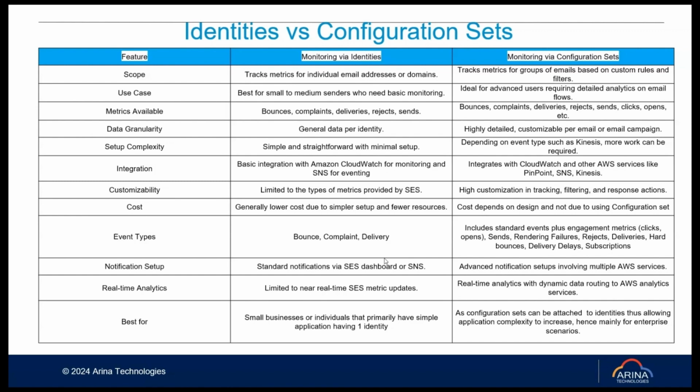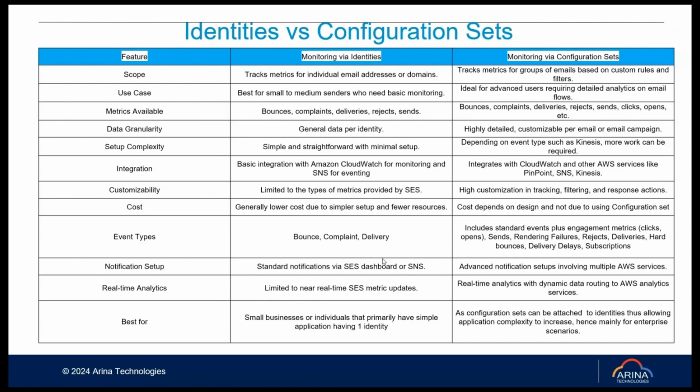And that is what the next part is, the use case. If you want to monitor via identities, it's best for small to medium senders who need very basic monitoring. You just want to send it to SNS. You only have one option. Configuration set, I've put here, is ideal for advanced users, but you saw the steps. There was nothing advanced. It was very simplistic. The advanced option will come if you get into Kinesis, probably Pinpoint, and even SNS as well, because you may want to write a Lambda as part of that, and we can do it. And at least you'll get detailed analytics on the email flows as well.